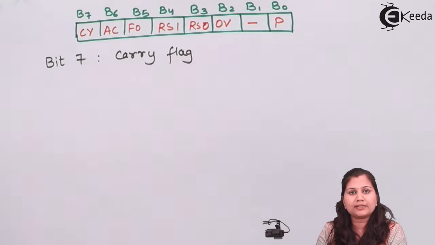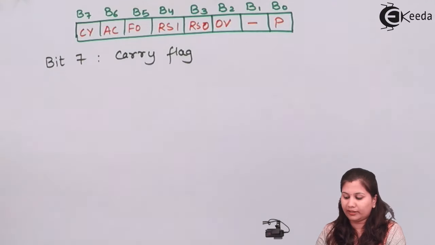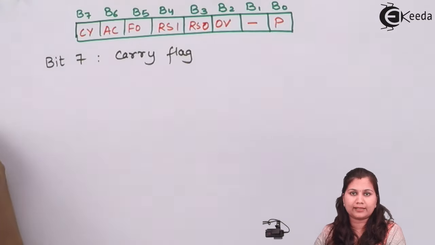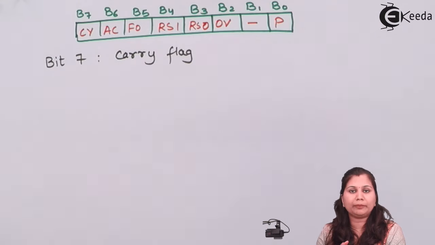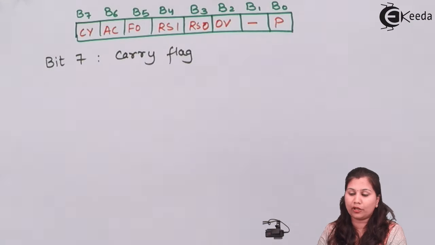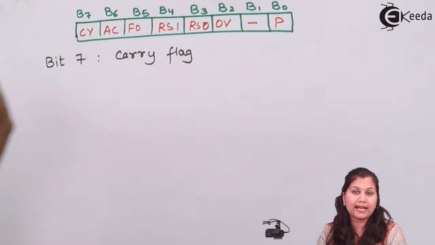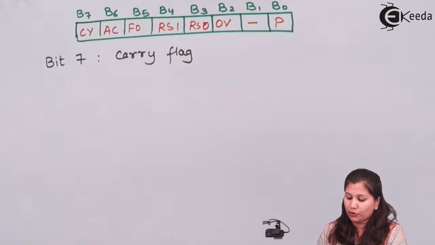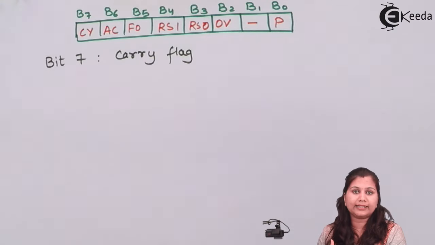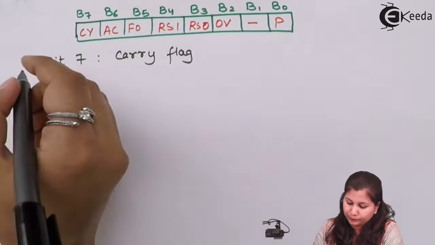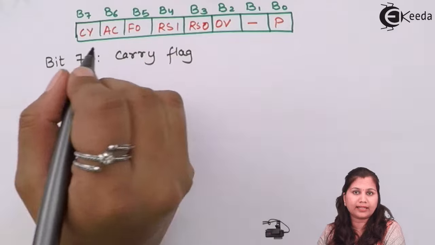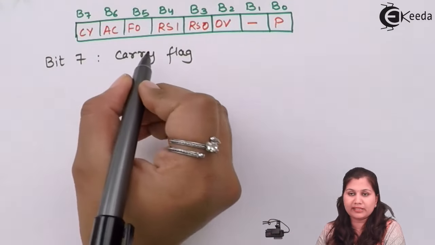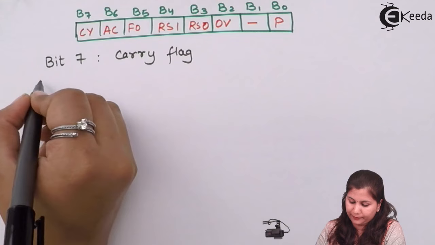Now if any arithmetic or logical operation gives a result in which a carry is generated, this carry flag will be set whenever a carry is generated, and it will be reset when no carry is generated. As I have said, the program status word indicates the conditions of the flags. So bit 7 will be set when a carry is generated, and reset when no carry is generated.